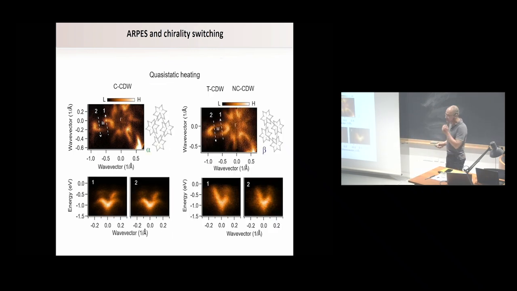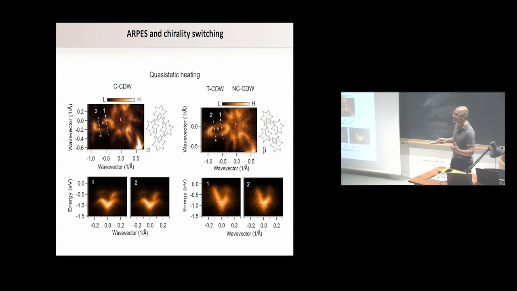Okay, and this was, in a certain sense, the first surprise. When we go from the C, so commensurate charge density wave, to the stripe one, and then the nearly commensurate, we see what? We see that the chirality changes. So it goes from an alpha one to a beta one. The first time we saw it, I thought it was pretty unexpected. So we have done many experiments in order to confirm that this is the case.